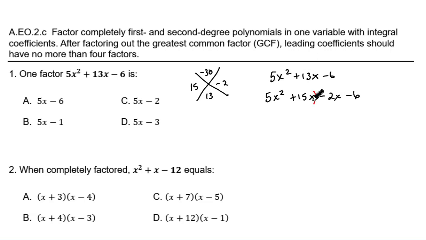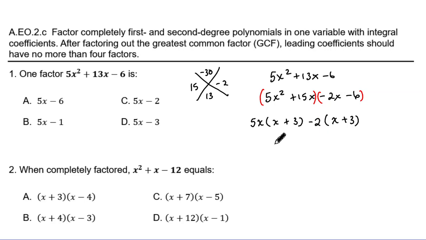Next, we group the first two, group the second two, and then factor each group using the GCF. So 5x is a GCF, so that's going to be x plus 3, because 5x times x is 5x squared, and 5x times 3 is 15x. And here, the GCF is negative 2. So I take out the negative 2, and that would be positive 3, because negative 2 times x is negative 2x, and negative 2 times 3 is negative 6.